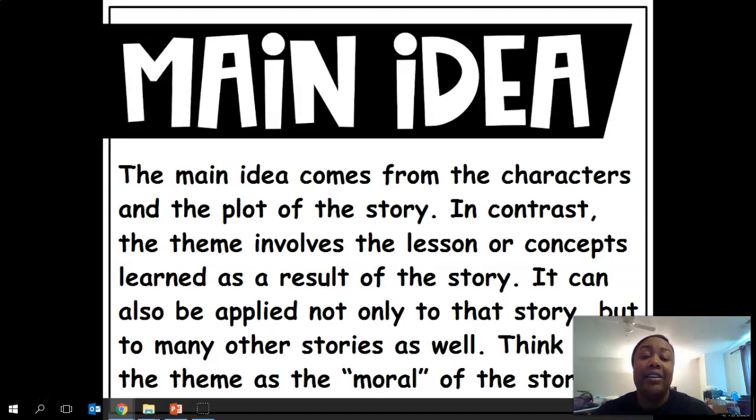The main idea comes from the characters and the plot of the story. In contrast, the theme involves a lesson or concept learned as a result of the story. It can also be applied not only to the story but to many other stories as well. Think of the theme as the moral of the story.